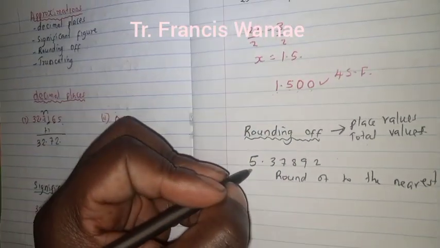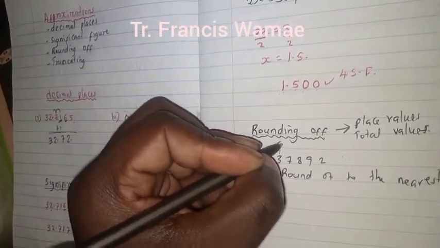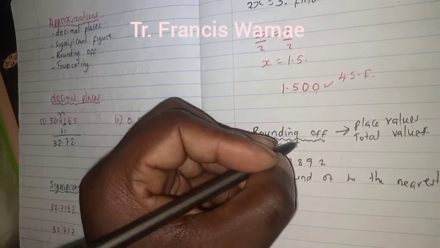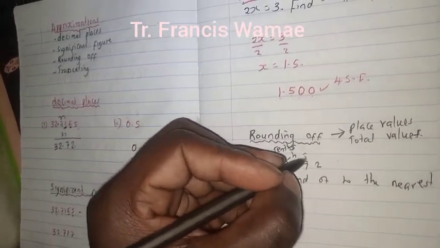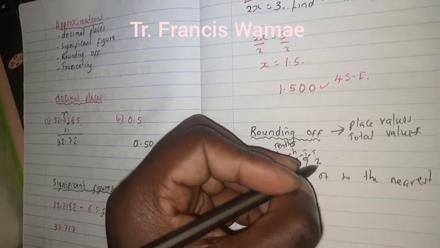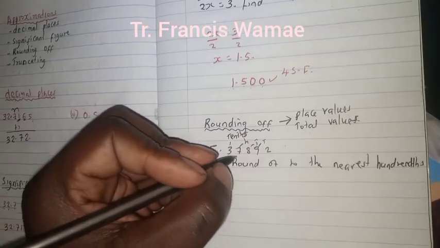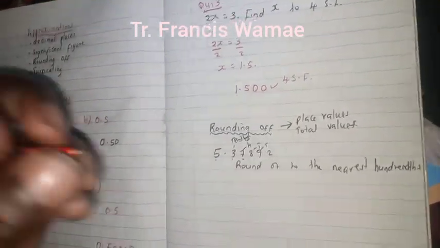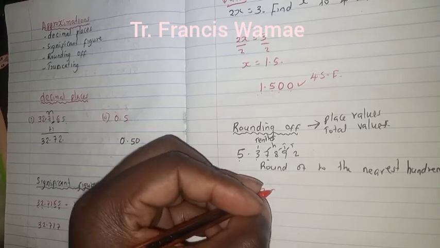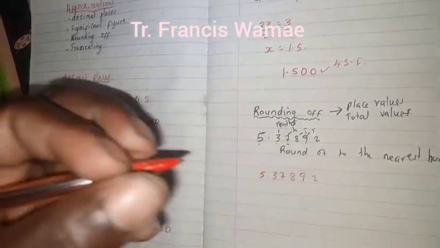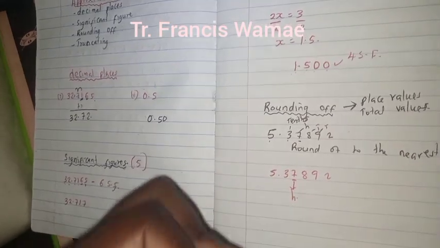Now this one is ones, and then this one is tenths. On the decimal side, we start from tenths, and that means this one is hundredths, thousandths, ten-thousandths, and then hundred-thousandths. With that, the hundredths will be at that number 7, in 5.37892. Now to round off, the hundredths is at this position.